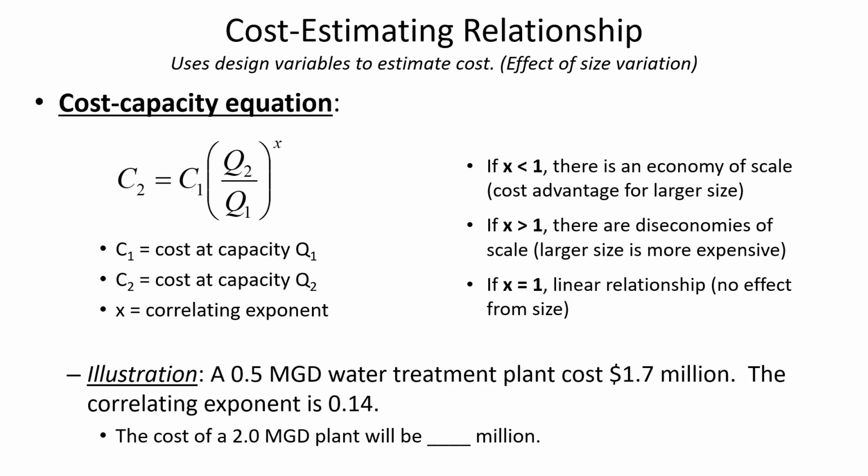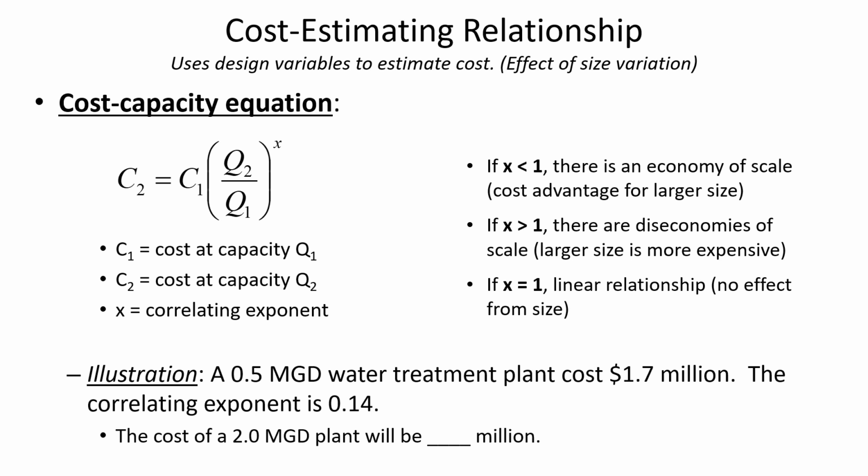So in this illustration, we're given data for a 0.5 million gallon per day water treatment plant. And so that is our Q1. We know C1 is $1.7 million. And Q1, the size of the item, or the capacity of the item, is 0.5 million gallons per day. We know the correlating exponent x is 0.14, so then that means that there is an economy of scale, a pretty large economy of scale. The smaller x is, that means the better the bulk discount you're getting.